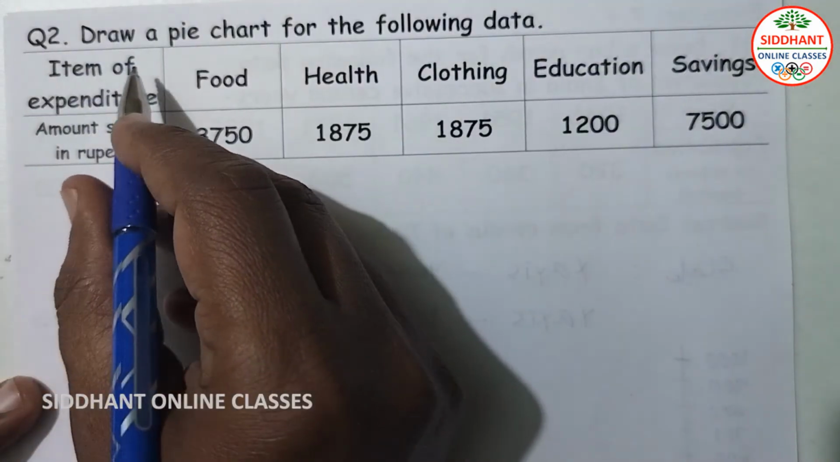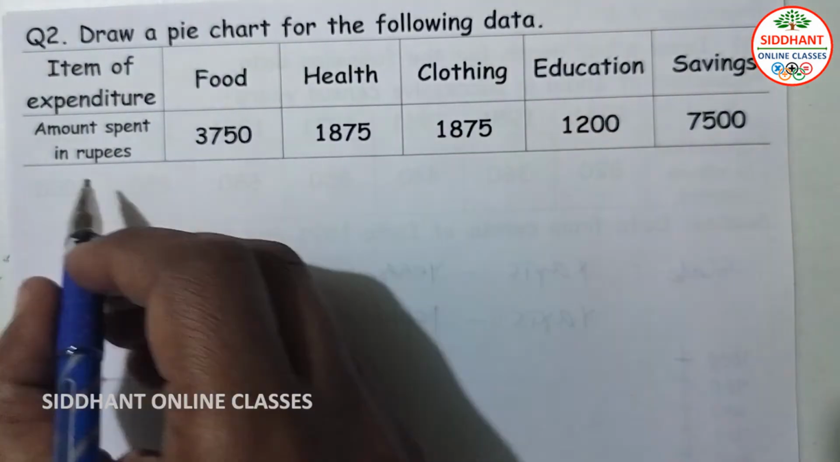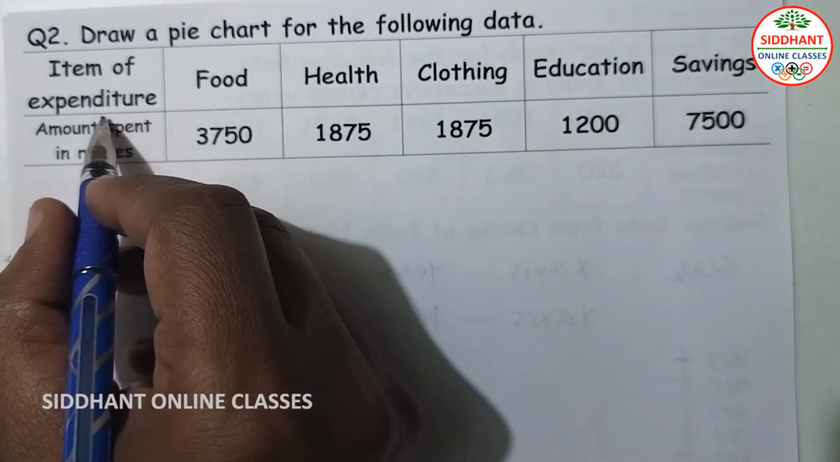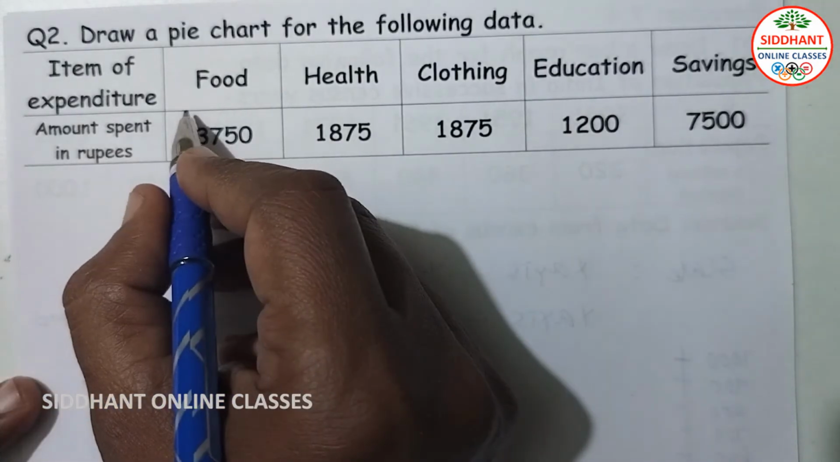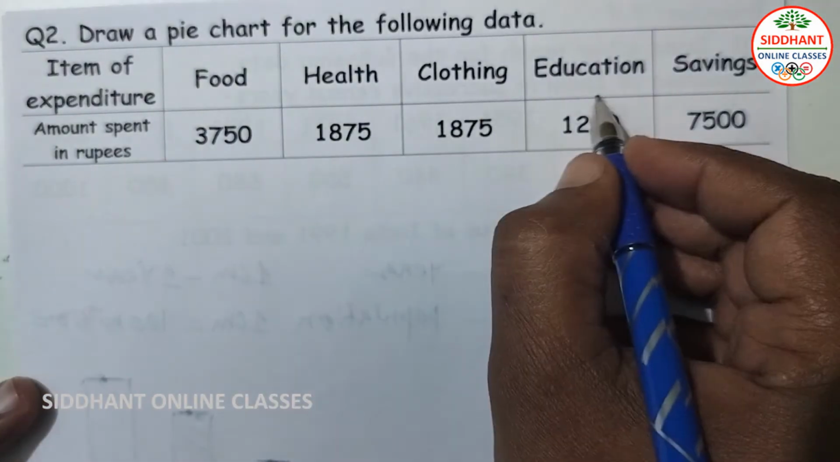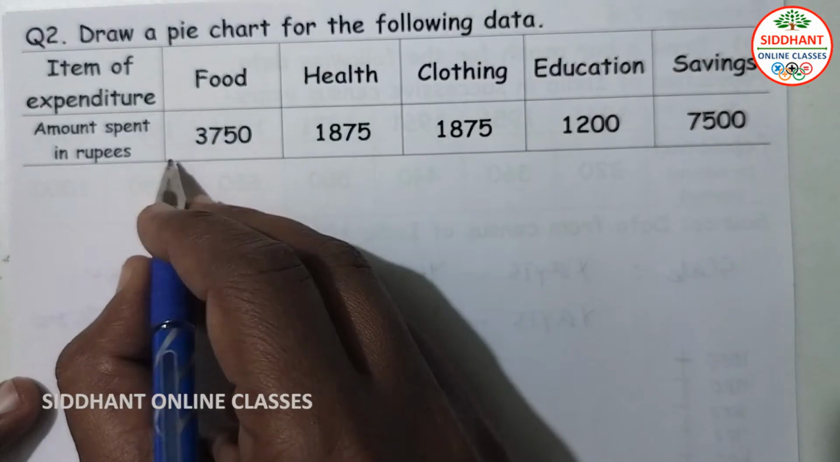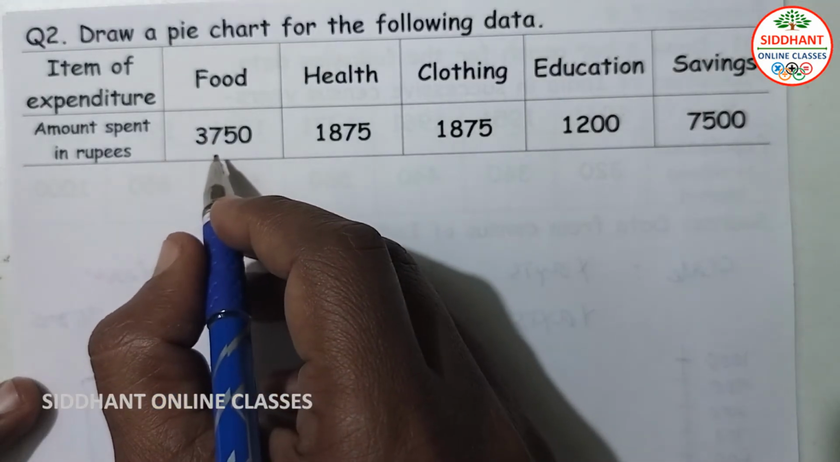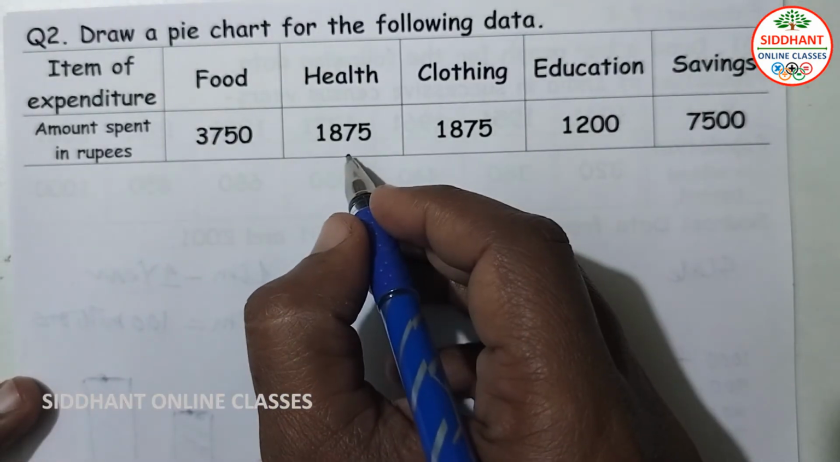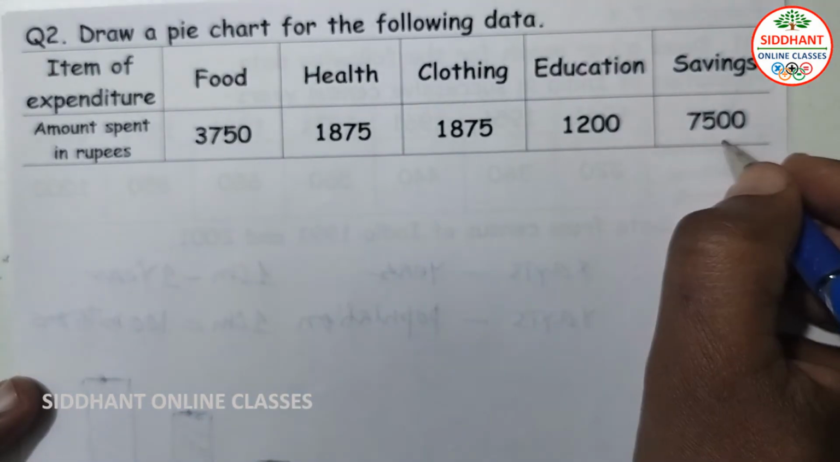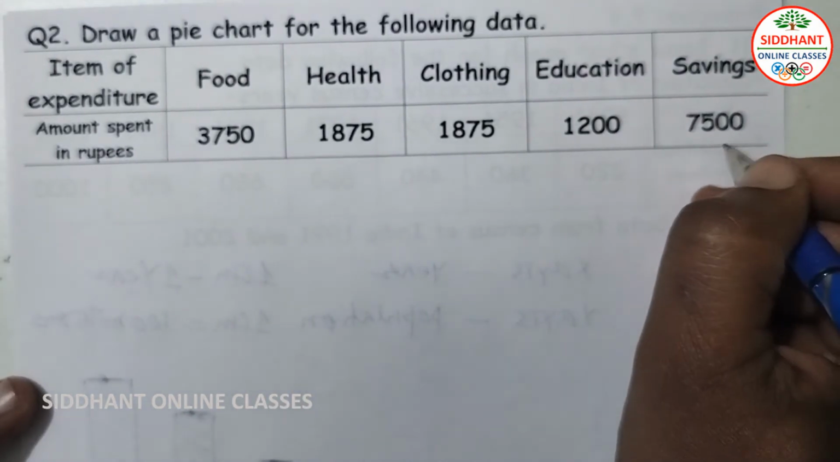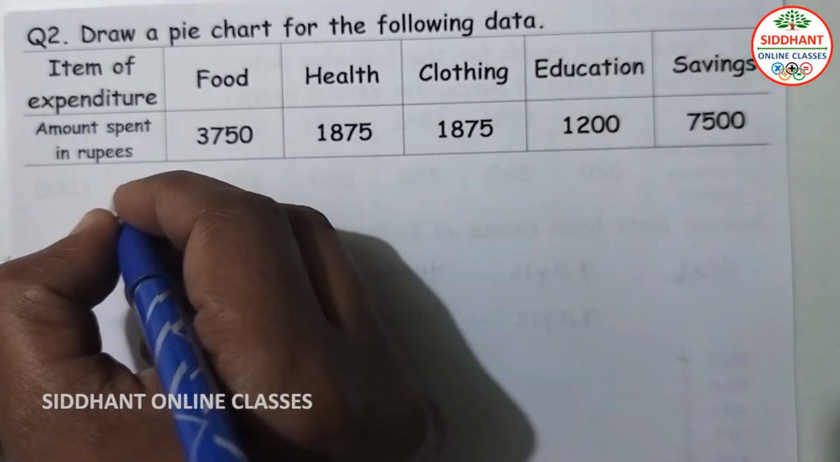Question number 2. Draw a pie chart for the following data. Item of expenditure versus amount spent in rupees. So items, suppose food, health, clothing, education, savings are there. Then the amounts are 3,750, 1,875, 1,875, 1,200, 7,500.